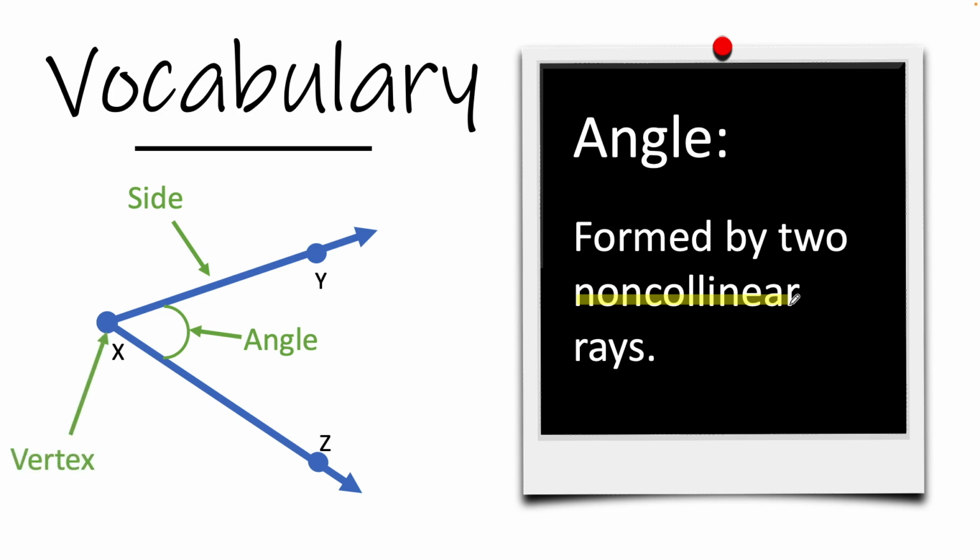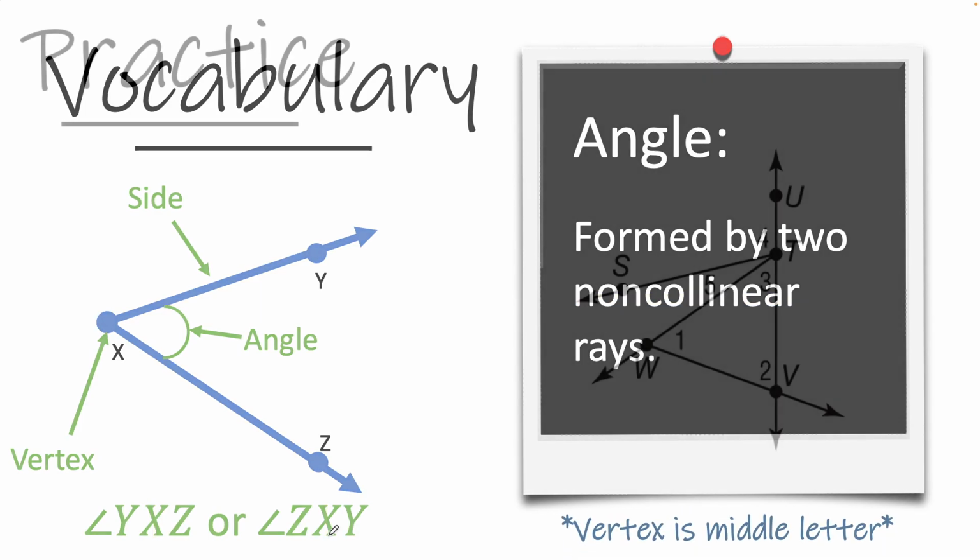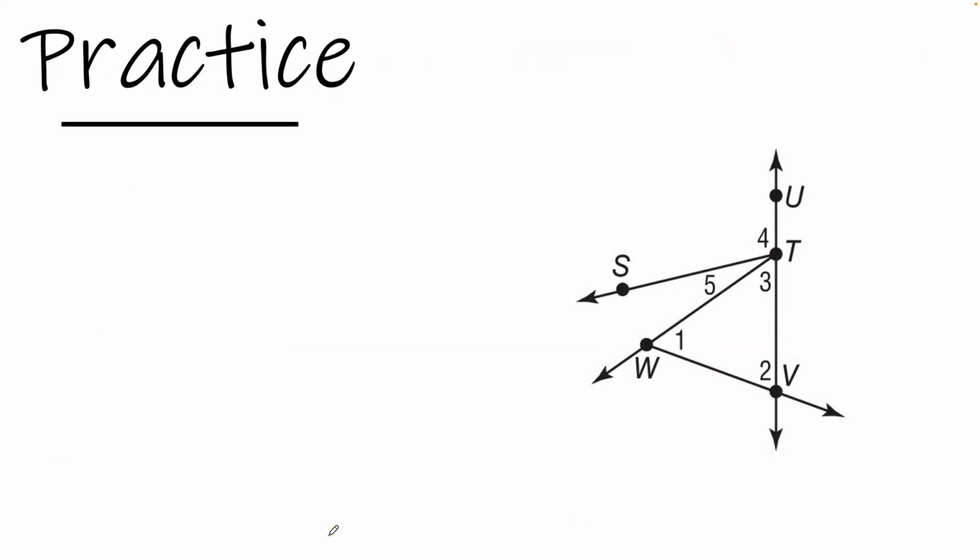And when we name an angle, what's really important is that the vertex is in the middle of all the letters, because the vertex, well, it's in the middle of the angle. So we could call this angle YXZ, or we could call it ZXY. What's important again is that the vertex is in the middle. Okay?